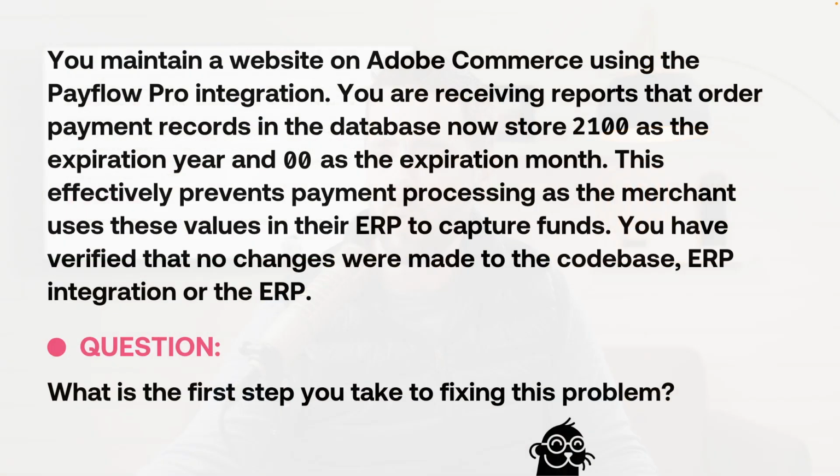You maintain a website on Adobe Commerce using the Payflow Pro integration. You are receiving reports that order payment records in the database now store 2100 as the expiration year and double 0s for the expiration month. This effectively prevents payment processing, as the merchant uses these values in their ERP to capture funds. You have verified that no changes were made to the codebase, the integration, or the ERP itself. What is the first step you take to fixing this problem?